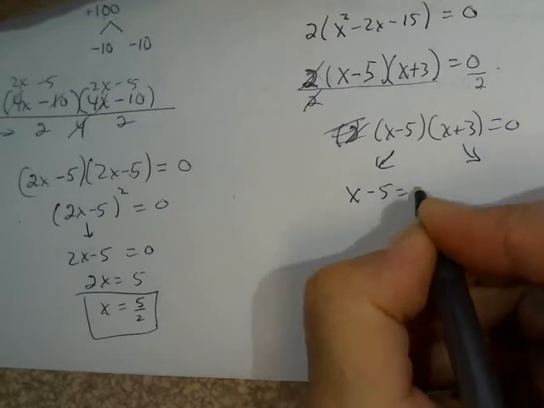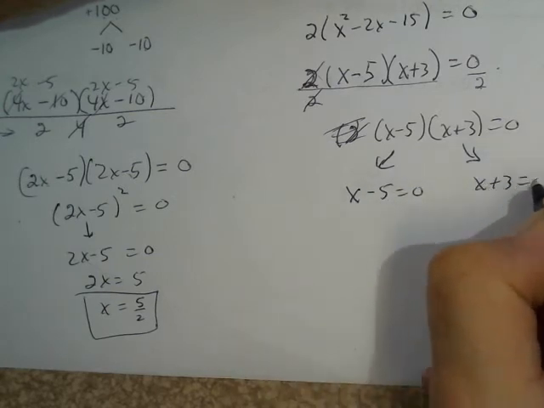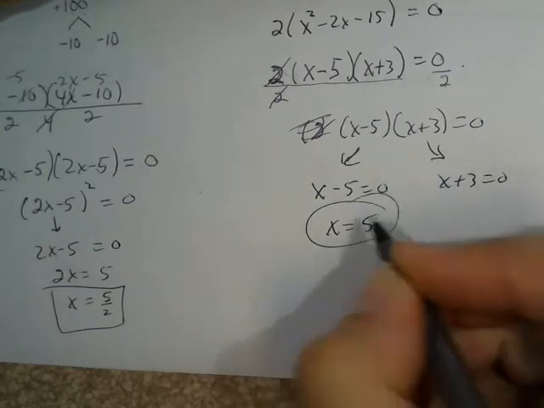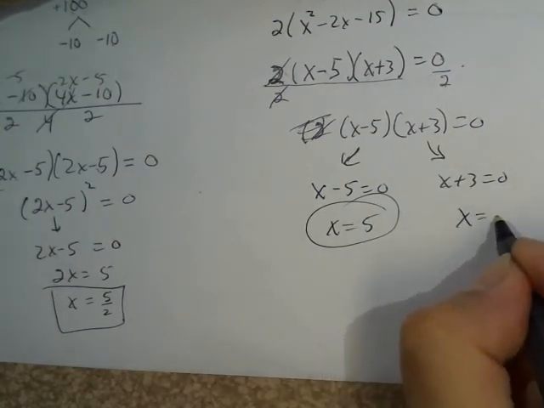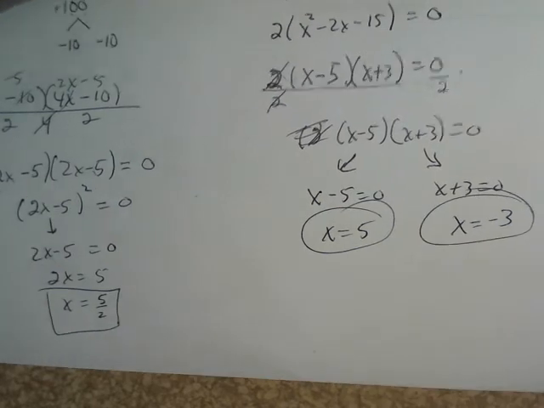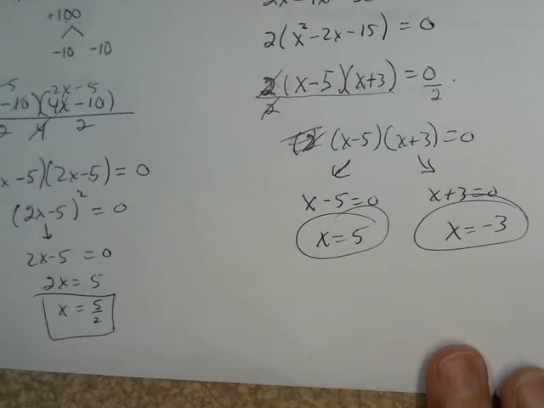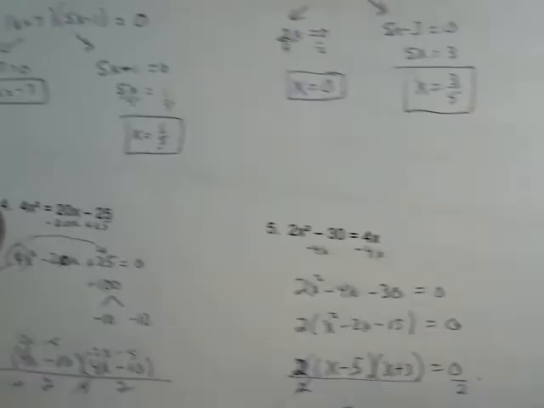X minus 5 equals 0, x plus 3 equals 0, and add 5 to both sides. X equals 5. Subtract 3 from each side, x equals negative 3. So you have two answers there. So those are quadratic equations, and you should have done those in earlier math classes.